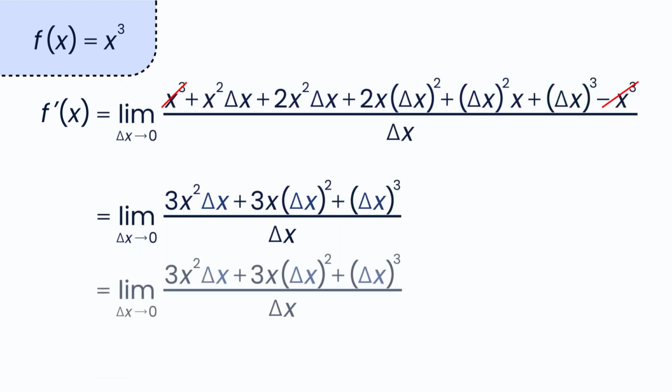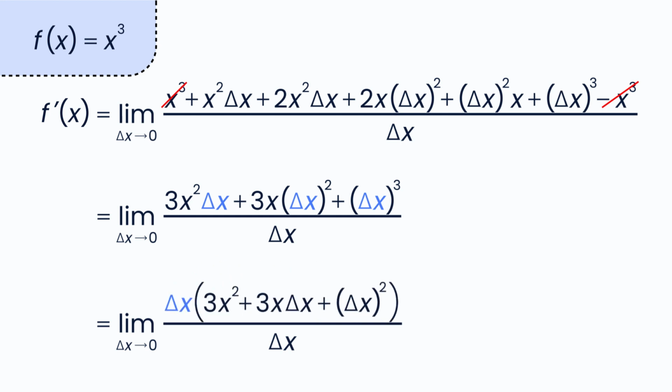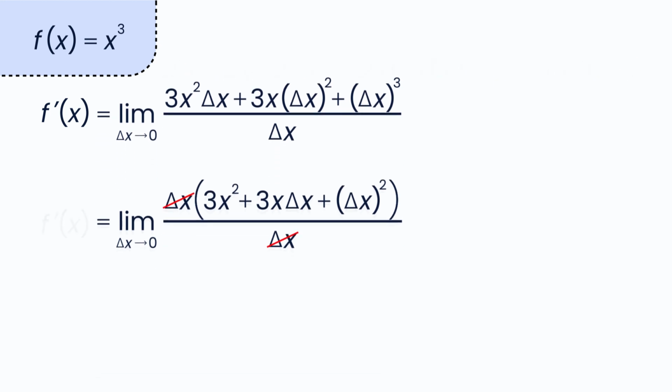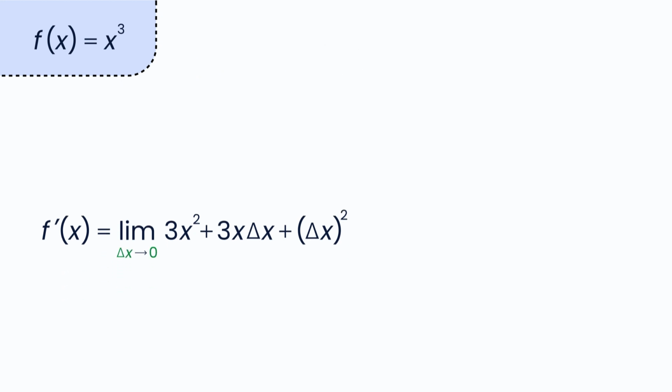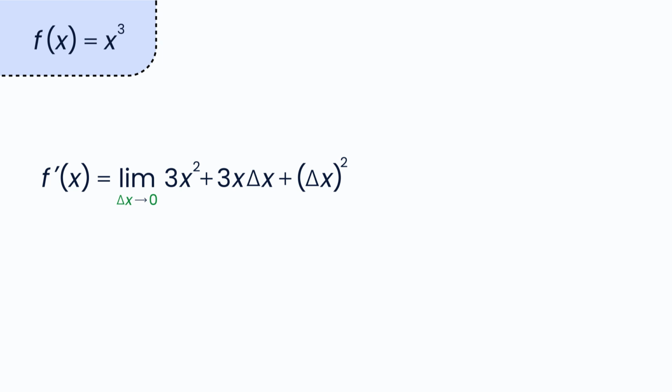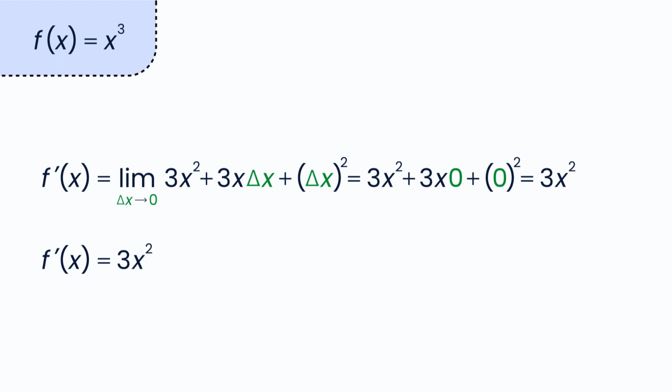You factor out the delta x as a common factor from all the terms in the numerator, which allows you to cancel delta x in the denominator. Now you evaluate the limit of 3x squared plus 3x times delta x plus delta x squared as delta x approaches 0. As delta x approaches 0, the terms containing delta x will approach 0 as well, leaving you with just 3x squared.